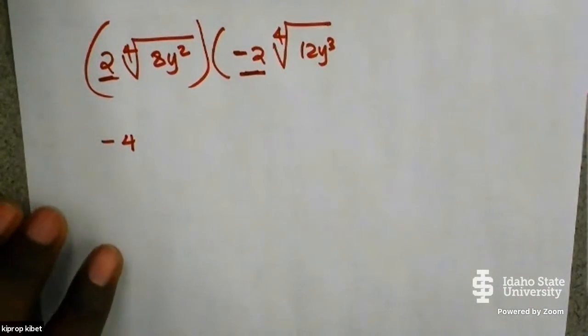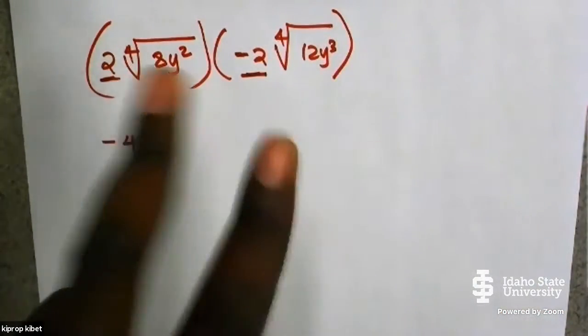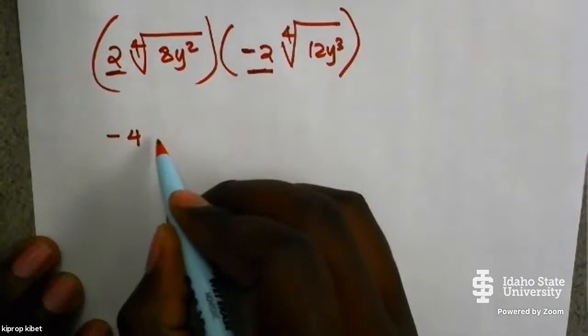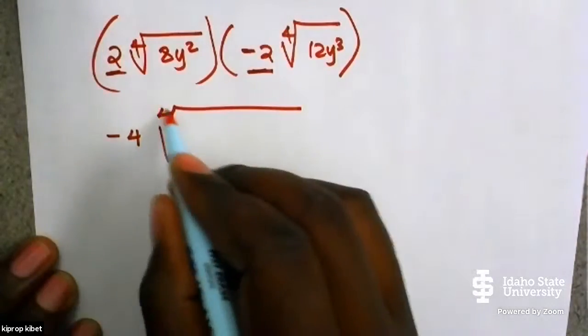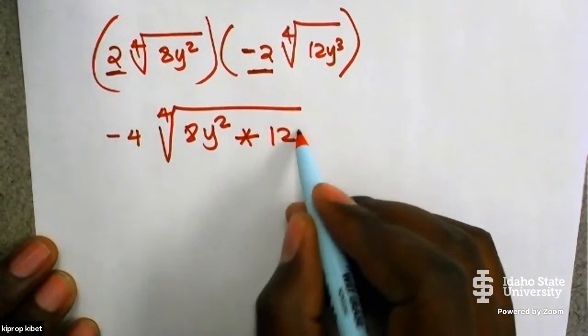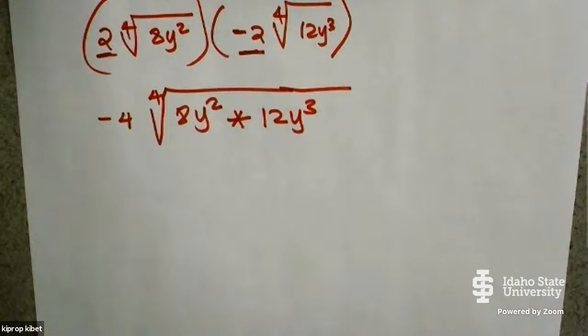I know most of you will get confused. There is a bracket here. It's not a minus, it's multiplication. Okay? So we are multiplying. Therefore, you multiply this and this, you get minus 4. And then now you operate on the radicals. So inside will now be the 4th root of what? 8y squared multiplied by 12y cubed.